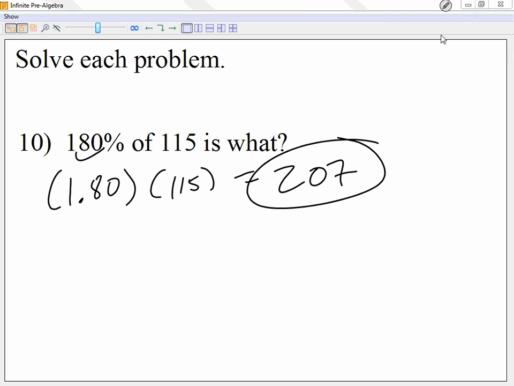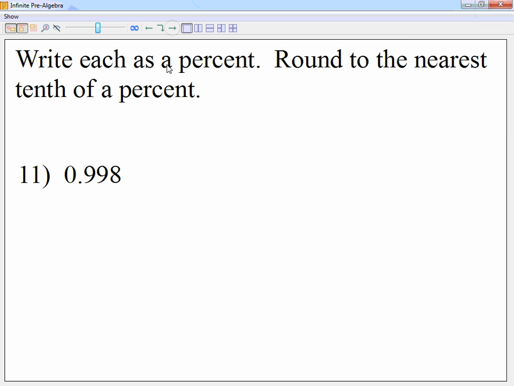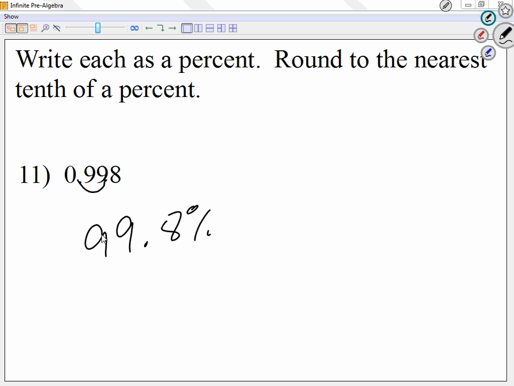Now let's take a look at number 11. Write each as a percent. Round to nearest tenth of a percent. Whenever we have a decimal, so in the previous question, when I had a percent, I moved the decimal 2 places to the left. If you notice, now I'm going backwards from a decimal to a percent, so move 2 spaces to the right. So I'm going to call this 99.8%. I move the decimal 2 places to the right.